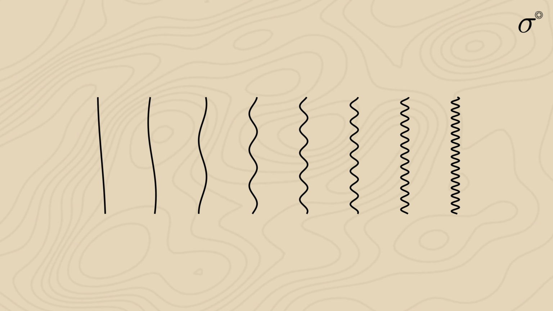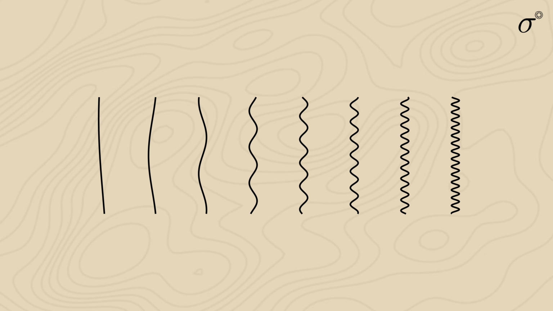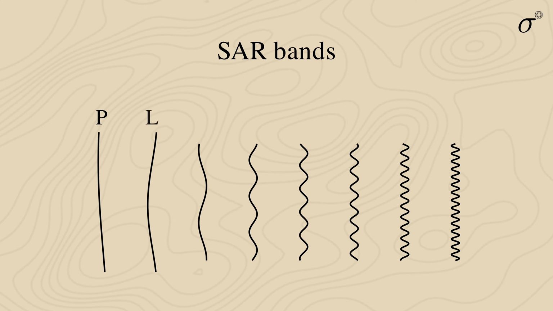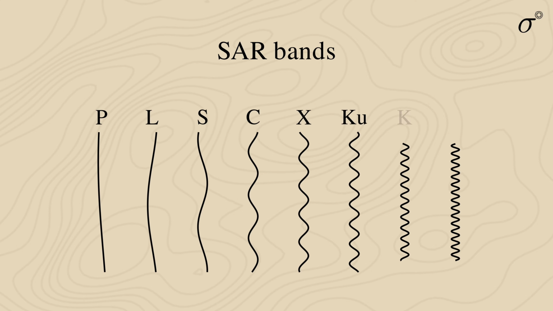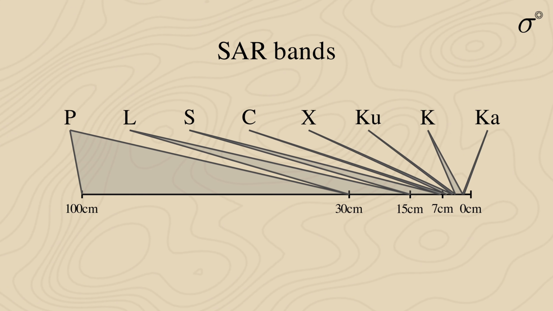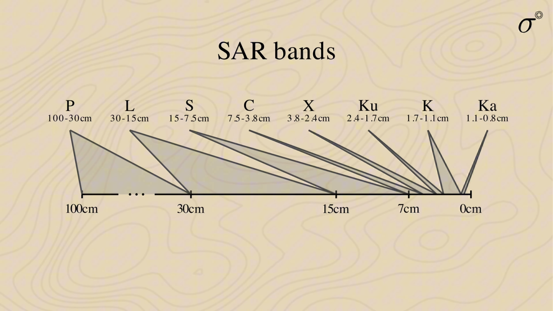We can take images using different wavelengths. Each wavelength falls in a so-called band, with rather peculiar names, such as P, L, S, C, X, Ku, K, and Ka. Each band corresponds to a particular wavelength interval, ranging from decimeters to centimeters and even millimeters. But what kind of images do these bands produce and why?